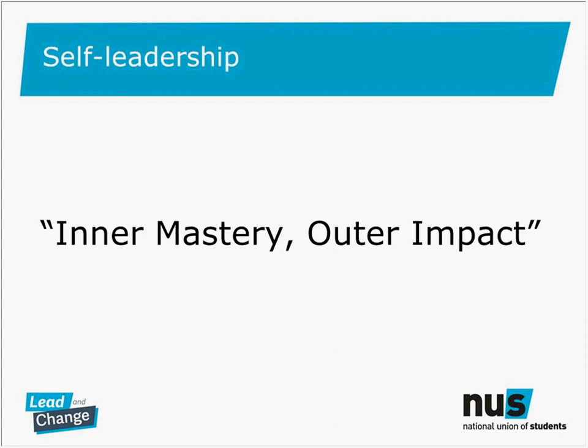Inner mastery, outer impact. The idea of intrinsic versus extrinsic values, and we've talked about this a lot. But even after 6 months in the job, over the time since the course, have you had greater clarity on where you stand on your values? Yeah. Definitely.